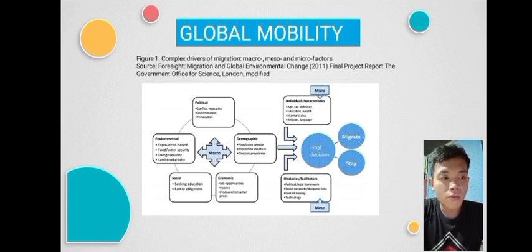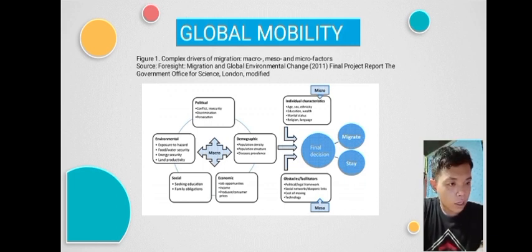We have the political, demographic, economic, social, and environmental. These are the reasons that a migrant leaves. Under the political, we have conflict, insecurity, discrimination, and persecution. Under the demographic, we have population density, population structure, and disease prevalence. In the economic, we have job opportunities, income, and producer and consumer prices. In the social, we have seeking education and family obligations. And in the environmental, we have exposure to hazard, food, water security, energy security, and land productivity. Again, these are the macro levels, the reasons that push an individual to migrate.